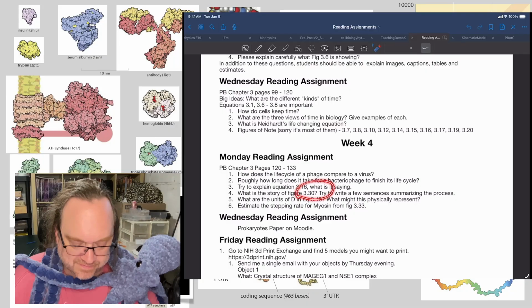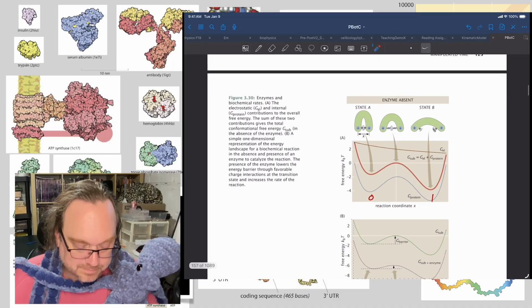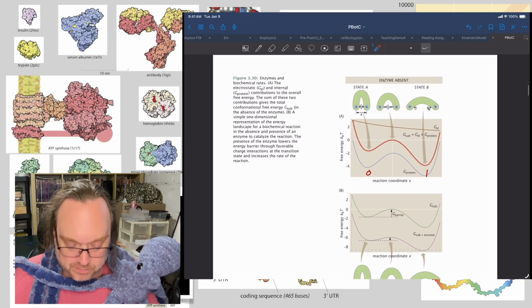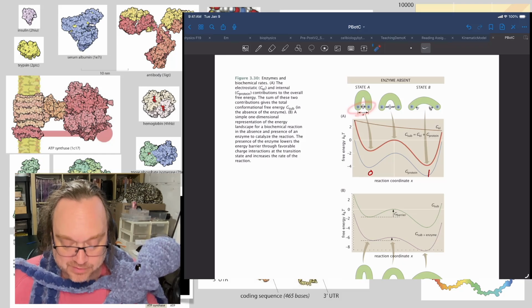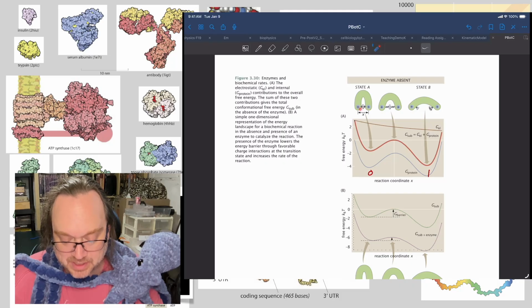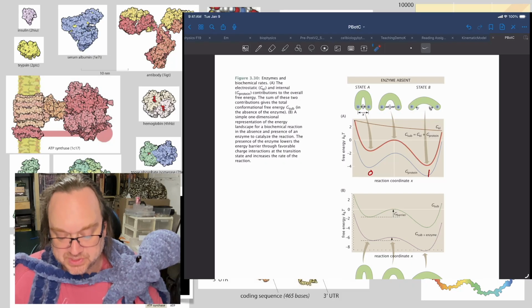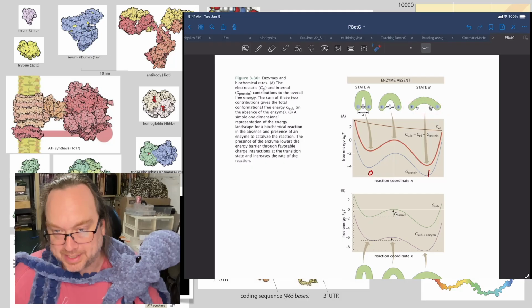What is the story of figure 3.3? Write a few sentences summarizing this process. Okay. And so, this is what we were just sort of talking about here. We have some state where there's something holding it closed. The enzyme would make it so that the holding of that spring between this state is lessened. Therefore, thermal fluctuations are more likely to break it apart.